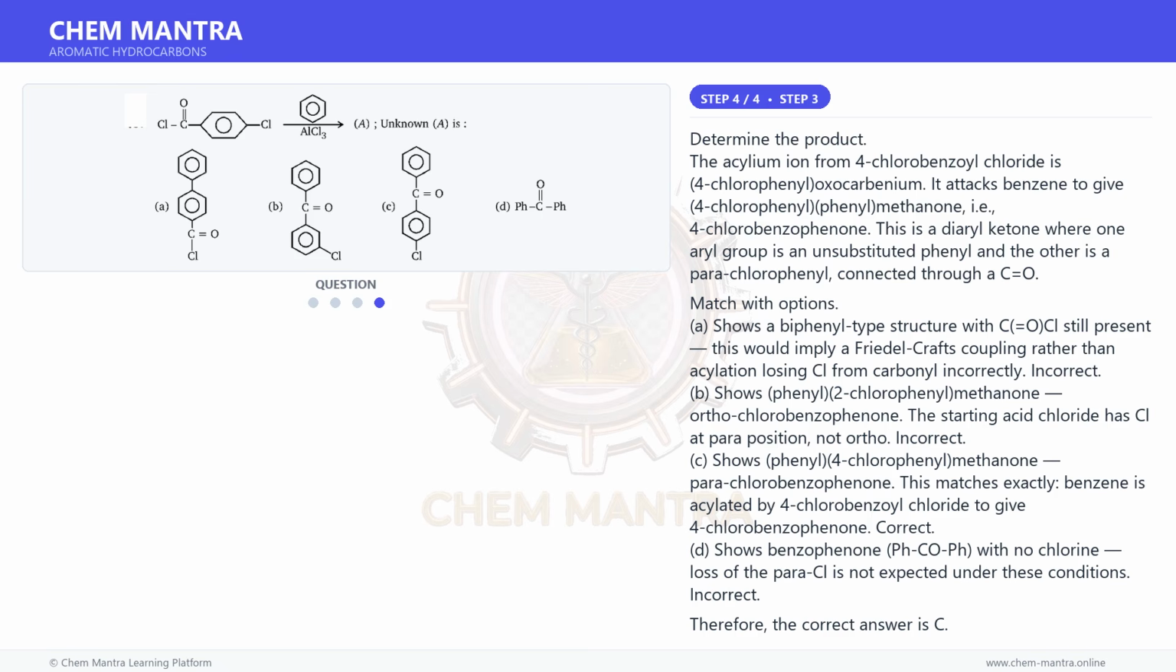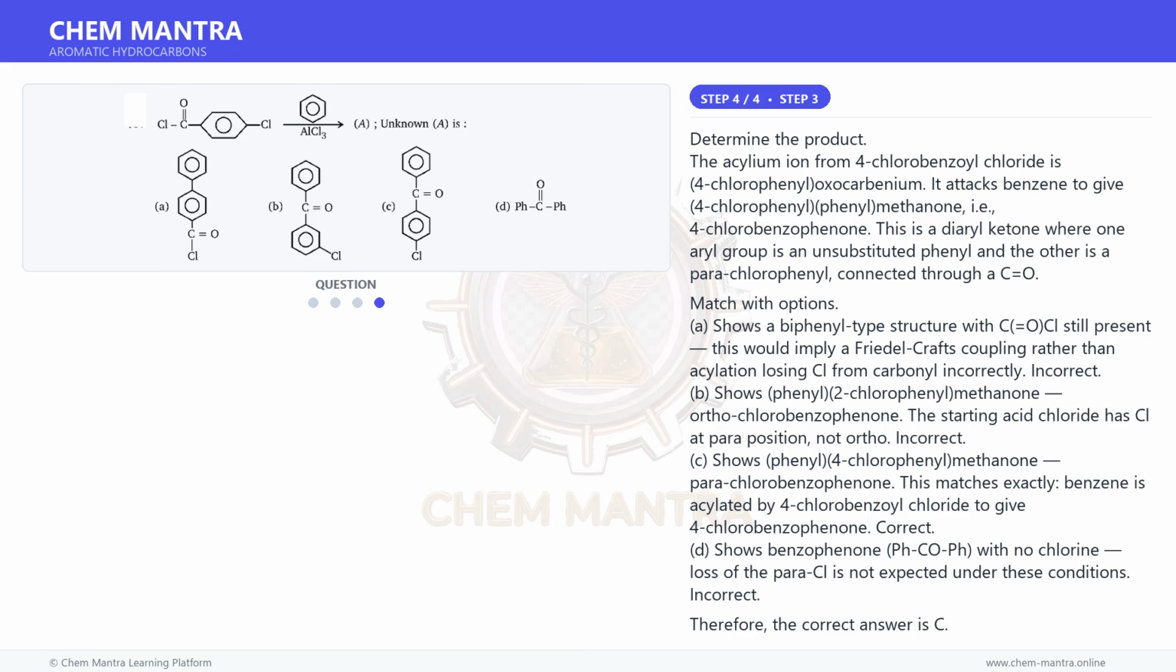Incorrect. C shows phenyl, 4-chlorophenyl, methanone, para-chlorobenzophenone. This matches exactly. Benzene is acylated by 4-chlorobenzoyl chloride to give 4-chlorobenzophenone.